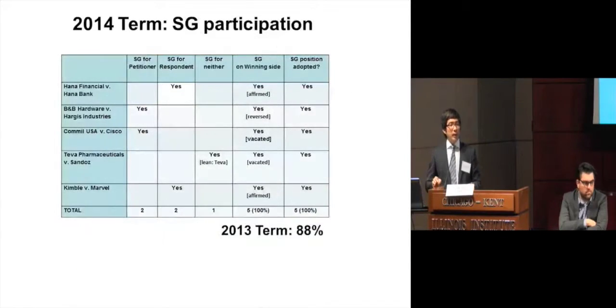Another factor we looked at is the Solicitor General's participation in these cases as amicus curiae. As you might guess, when the government takes a position, the Supreme Court is often in agreement with the Solicitor General's position, and that turned out to be 100% of the cases this term. Last term, it was 88% of the cases. The Solicitor General's position, by and large, was agreed with by the Supreme Court. So if you have the SG on your side, that's a great sign.